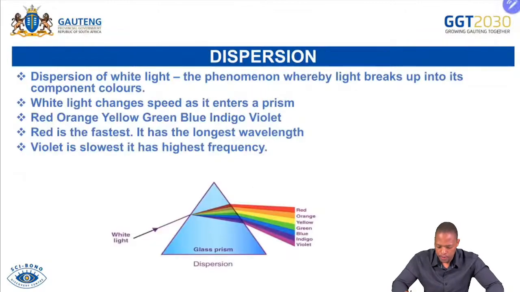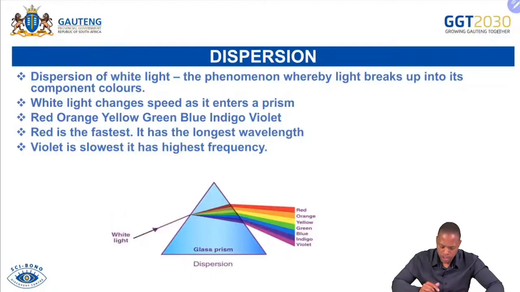Okay. Now this takes us to another concept that we want to look at. I now want to look at the dispersion of white light. What is dispersion of white light? Well, dispersion of white light is the phenomenon whereby light breaks up into its component colors, okay? So the question is, why is it that we are able to see all these colors, the red, the blue, while we just use the same light for all of them? It is because white light can break up and cause all of these colors.